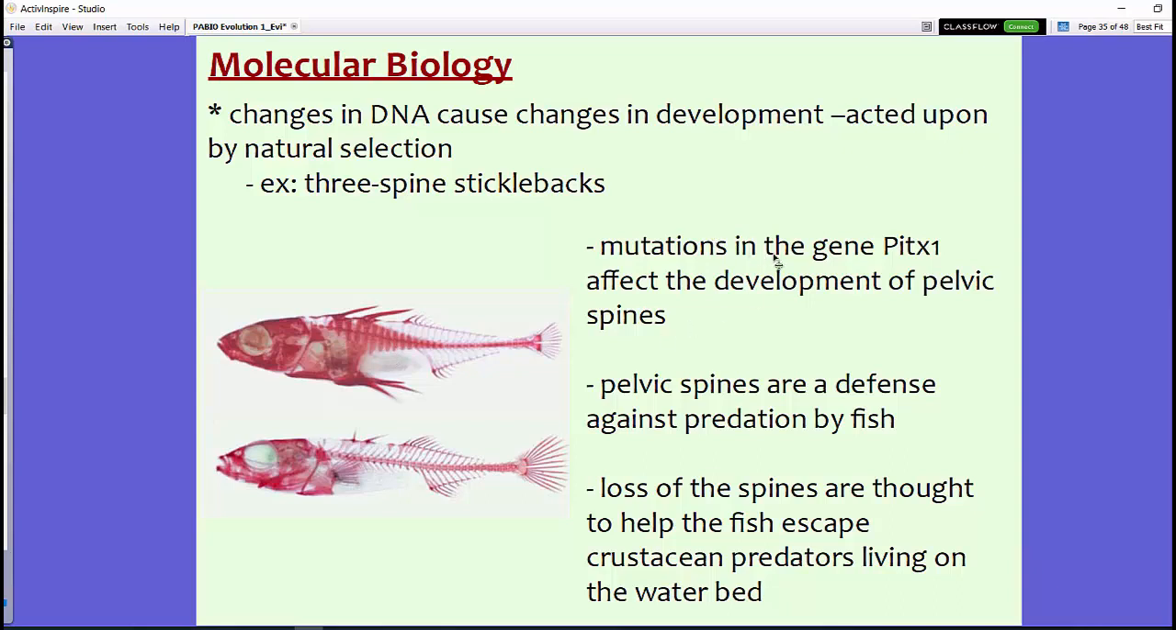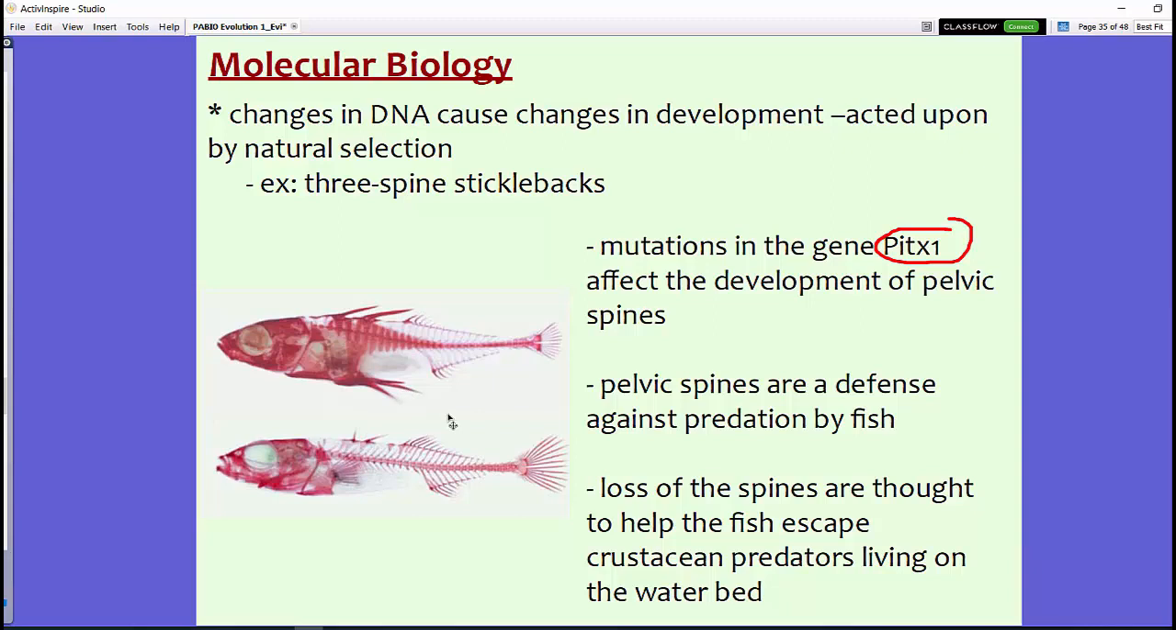Now, over time, there have been mutations in this particular gene, the PITX1 gene. This particular mutation changed the way that these spines were developed, and they lost their spines. The mutation was for a loss of spines. What was discovered is that there was a pressure for these spines being lost, where it helped them escape crustaceans that lived on the waterbed. So for any crustaceans that were going after these fish, not having the spines was more advantageous for getting away from their predators.